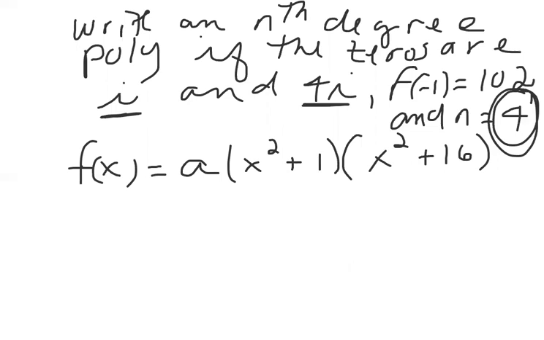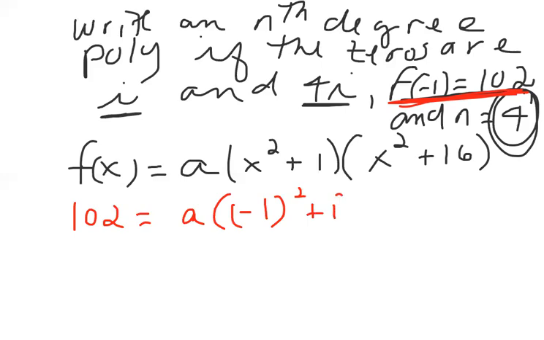So guys, you've got a couple of options here. You could go ahead and find a right now and then multiply the two binomials later, or you could multiply the two binomials first and then find the value of a. I find it easier to use the factored form, so I'm just gonna leave it like this and use this point right here to find the value of a. So I'm gonna plug in 102 equal to a times -1 squared plus 1. Everywhere I find an x, I'm gonna substitute -1 in, square it, and then work it out.